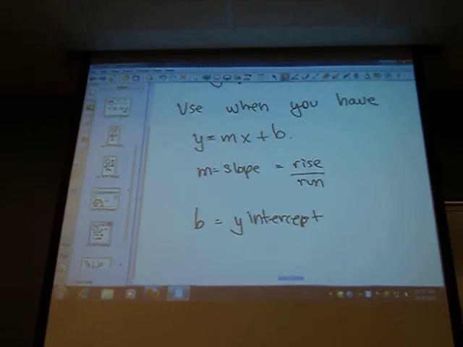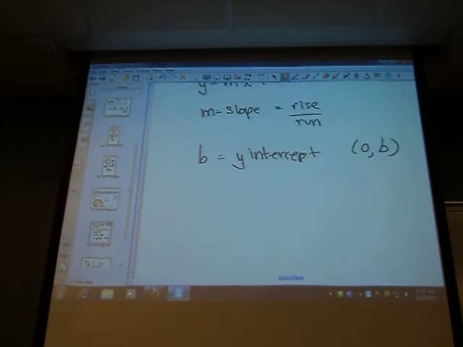The y-intercept is 3. If I wanted to write the y-intercept as an ordered pair, it would be x is 0 and b is y. The rise is negative 1, and the run is 1. To graph the equation, the rise is negative 1.